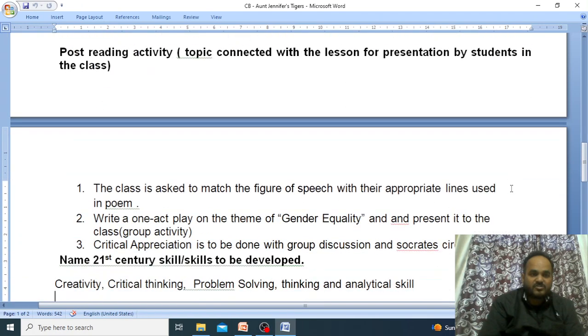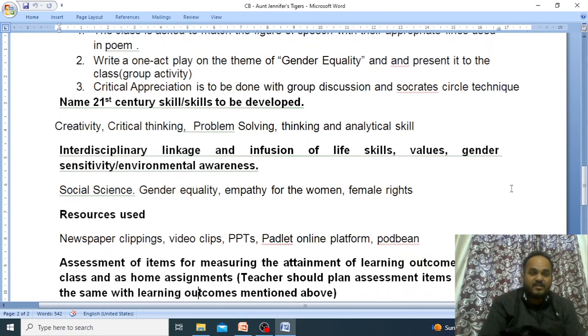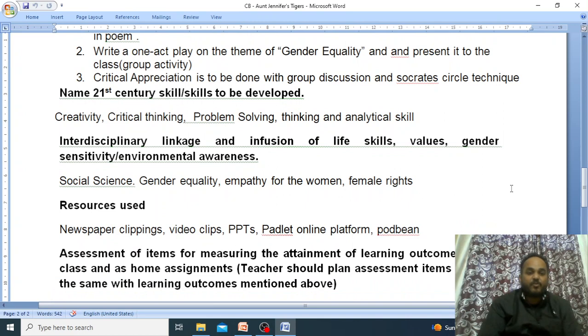Then you just see post activities. Then 21st century skills: creativity, problem solving, thinking and analytical skills must be there. Now the interdisciplinary approach. This poem is related with social science because it talks about gender equality. It talks about empathy for women, so it is also related with value education. And female rights, again, are related with social sciences.